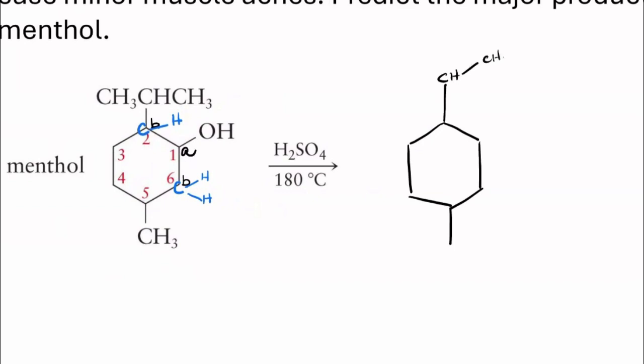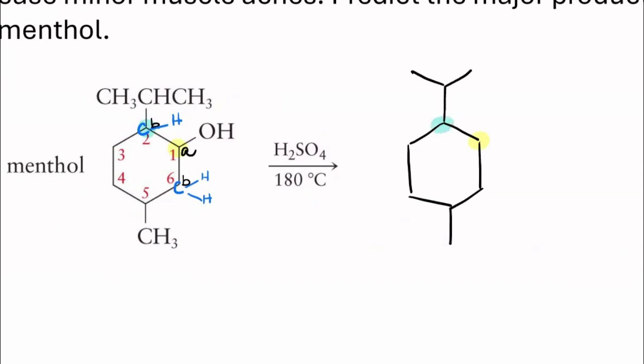Let me just draw it straight into skeletal. I'm going to also highlight the different carbons. So I'm going to put the alpha carbon in yellow. And I'm going to put carbon number two in blue, which is right here.